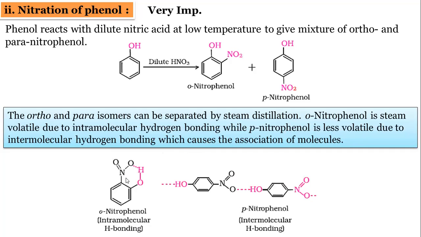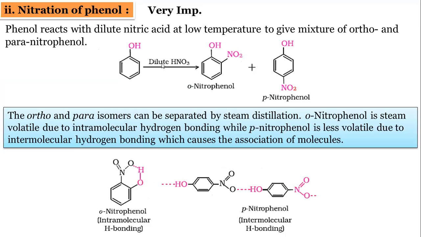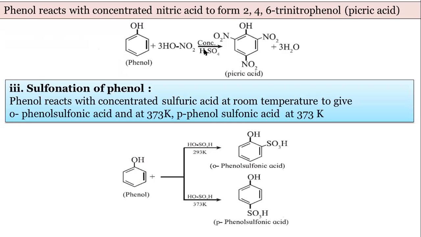Then when phenol is treated with a mixture of concentrated nitric acid and concentrated sulfuric acid, it gives 2,4,6-trinitrophenol. So there are two nitrations: nitration with dilute HNO3, and nitration with a mixture of concentrated H2SO4 and concentrated HNO3. We get only one product here. The name of the product is picric acid. Picric acid is nothing but 2,4,6-trinitrophenol. It is a yellow colored compound. This reaction is also important, remember.